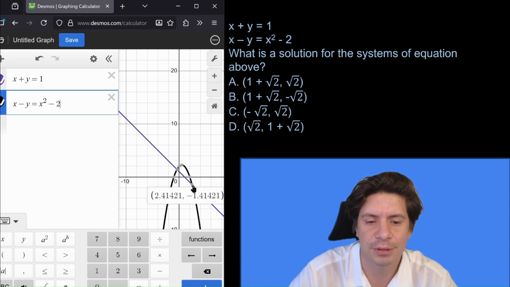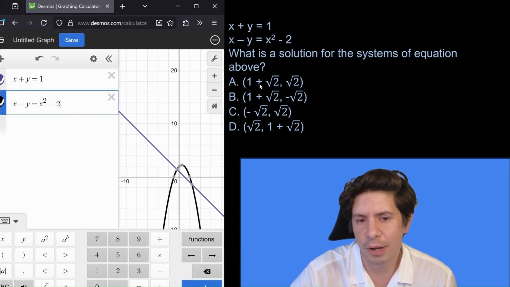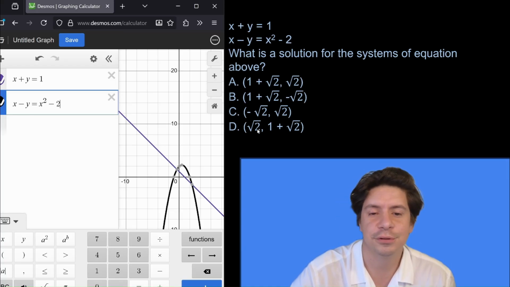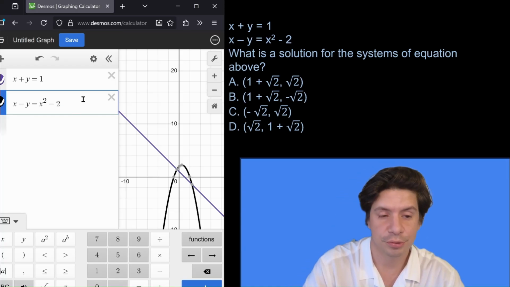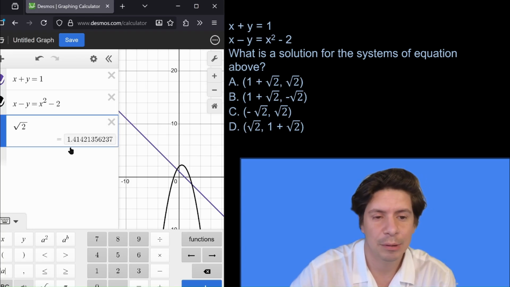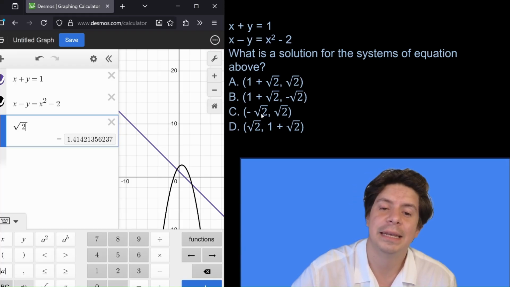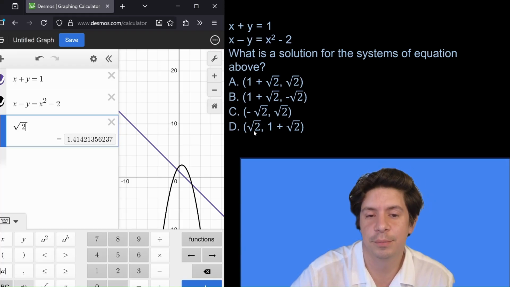We have 2 options, right? We have this one here, 2.4 and negative 0.41. If we look here, 1 plus root 2, 1 plus root 2, negative root 2, and root 2. So what is root 2? That's going to be a factor in this. So we'll do boom, boom. 1.41. So this would be 2.41, 2.41, negative 1.41, positive 1.41.